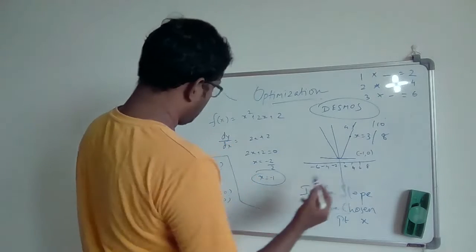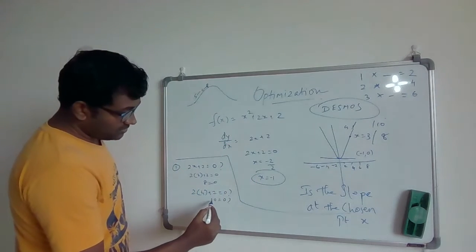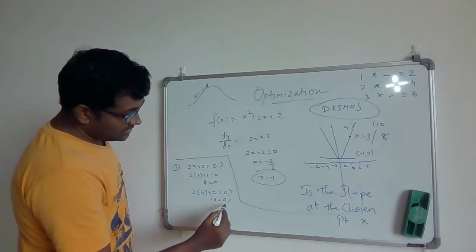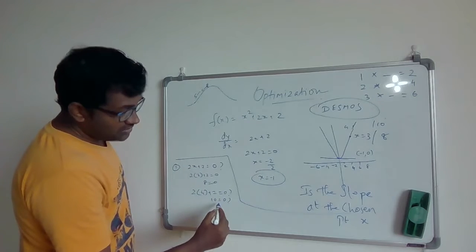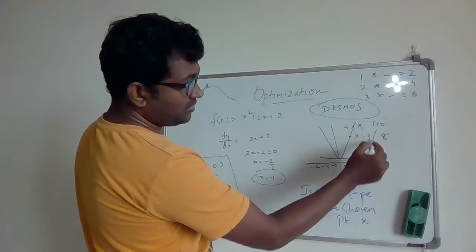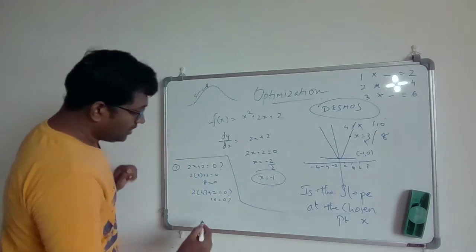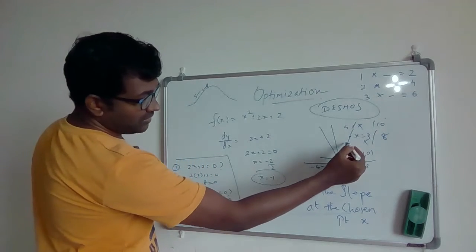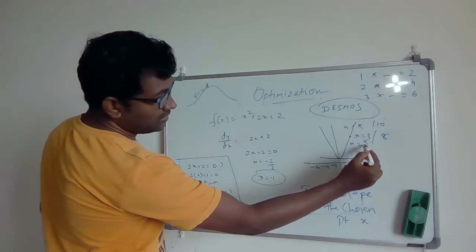So the slope is increasing here. So now this becomes 10. Is the slope 10 equal to 0? No. So this is not the point. We started with 3, we went to 4. It's not the answer. Now let's take one step and say let x is equal to 2.